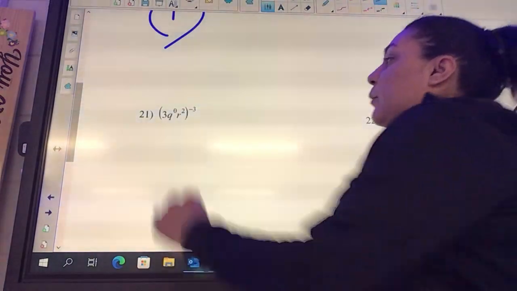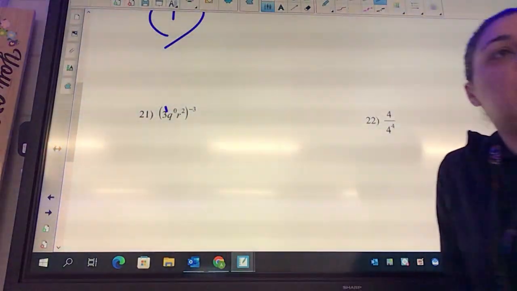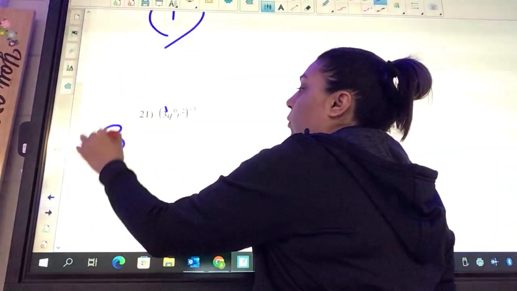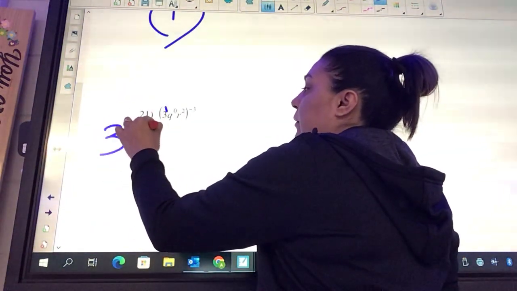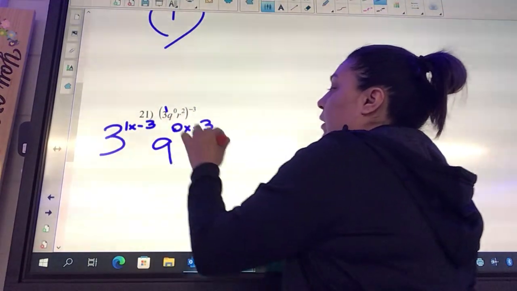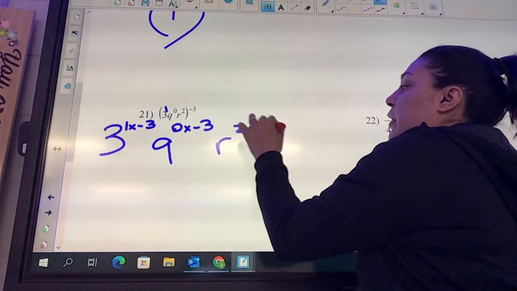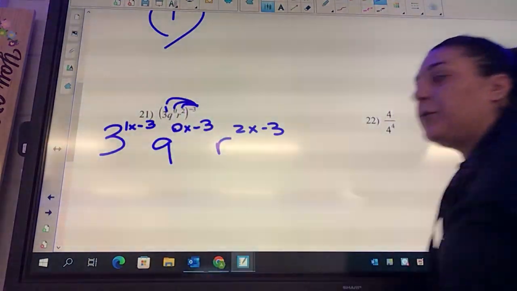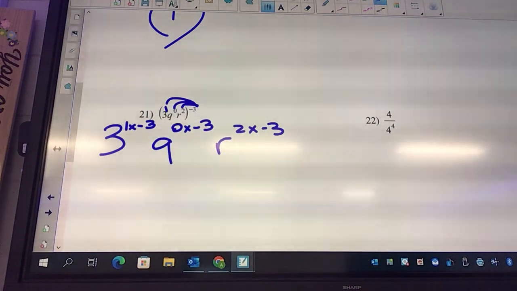Okay, 21. I put the 1 right here. Okay, so it's going to be 3 to the 1 times negative 3, Q to the 0 times negative 3, R to the 2 times negative 3. You need to take each piece and multiply it by negative 3, okay, because negative 3 is on the outside.